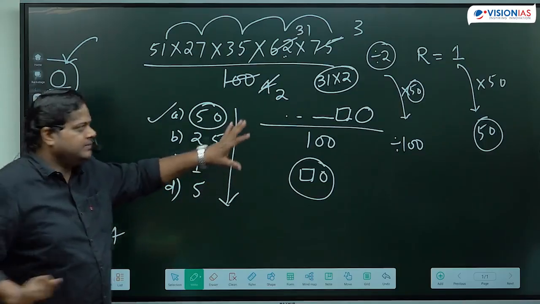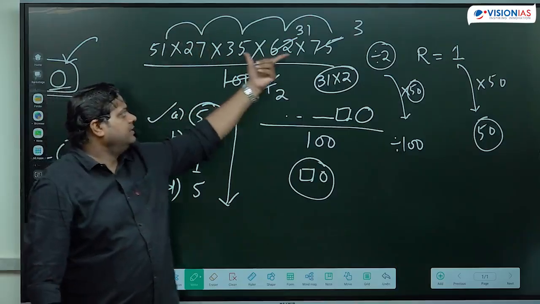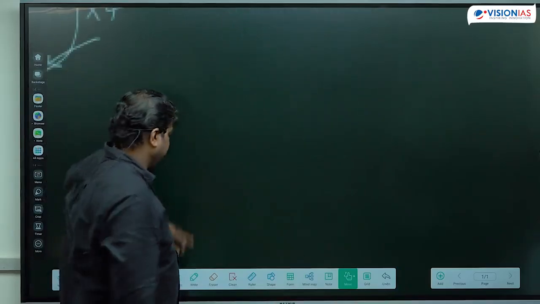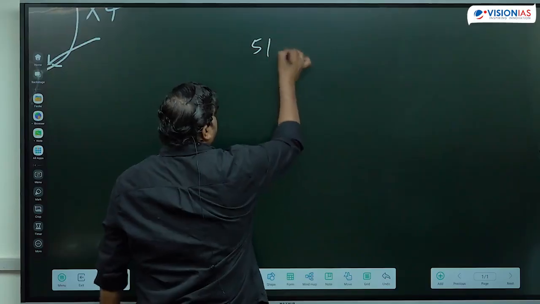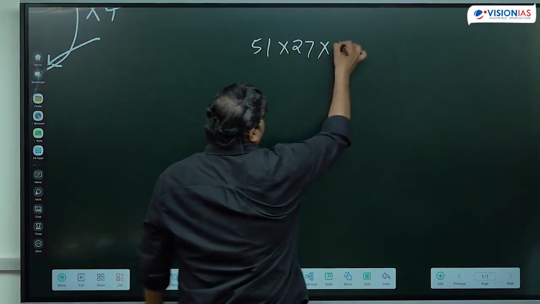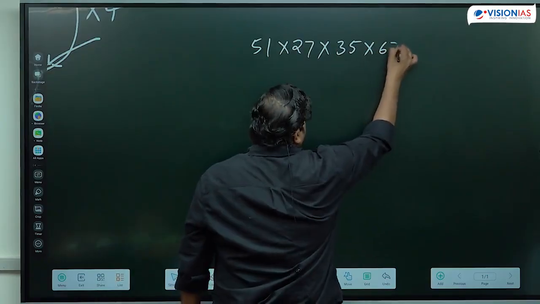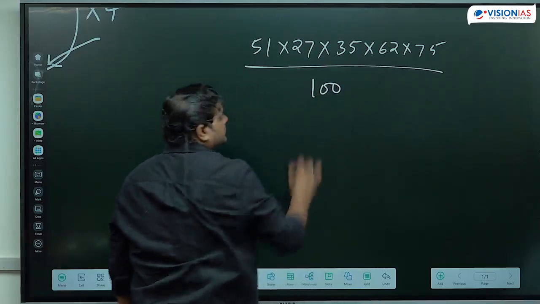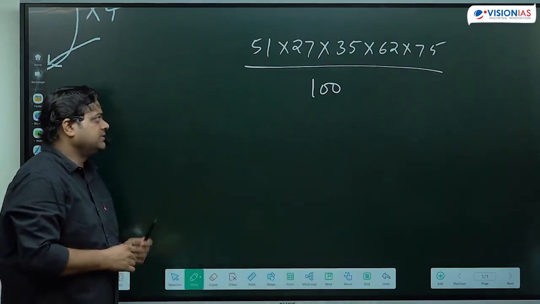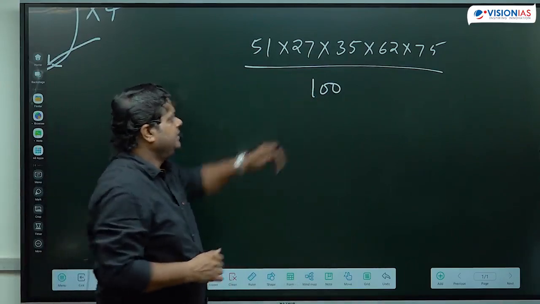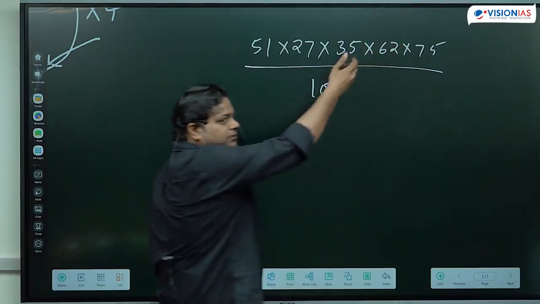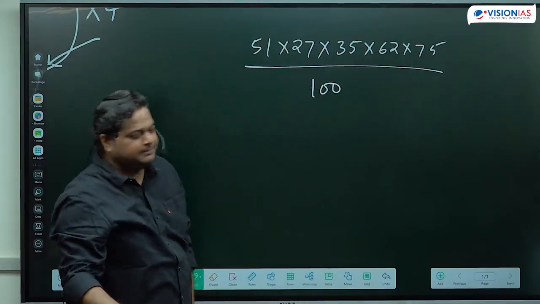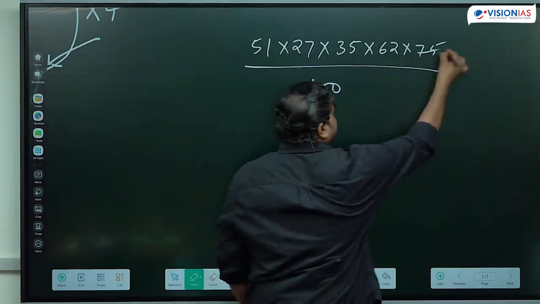So what we did, once again I am repeating, we are asked to divide, let me write again, 51 27 35 62 75. It is asked that we divide it by 100. What will be the remainder? So it looks difficult. And we are getting only a 0 at the end, so we cannot have any idea about the tens digit. So we can simplify it.